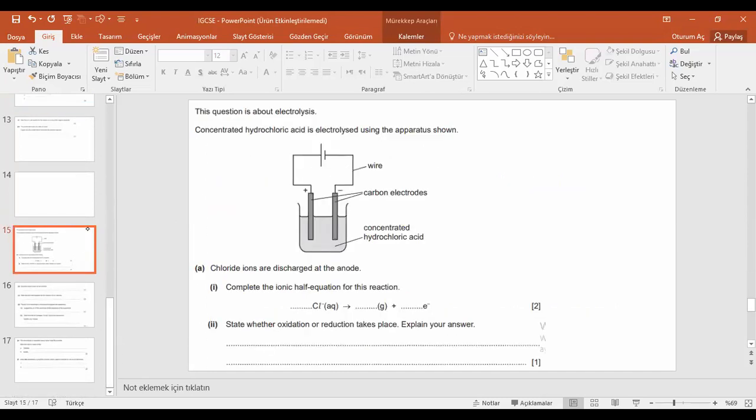Let's move to the next set of questions, which is the last one for today's video. Look, guys, the question is about electrolysis. Concentrated hydrochloric acid is electrolyzed using the apparatus shown. Just let me make this one bigger. Okay, now it's great.